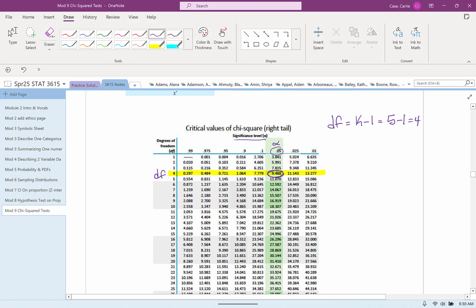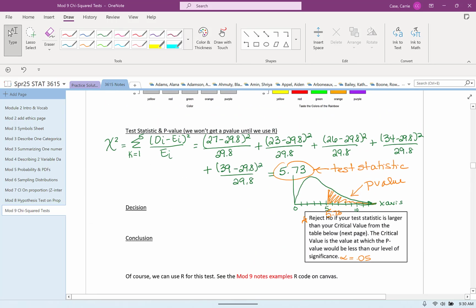Anything smaller than that gives a big p-value, and you fail to reject Ho. So 9.488 is out here. This thing here is called our critical value, and it comes from the table. This is alpha. Alpha is 0.05. Well, notice that the area we shaded in orange is bigger than the area shaded in purple. And so because of that, our p-value is big. Our p-value is big. We don't know what it is.